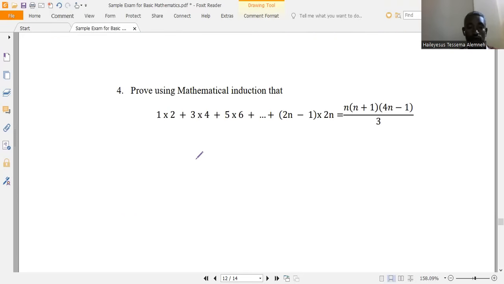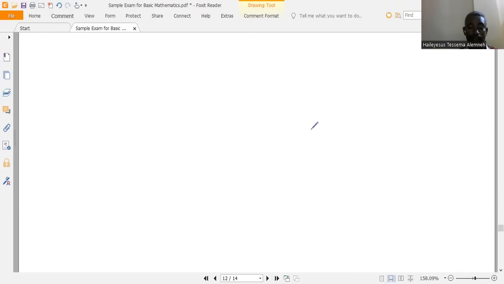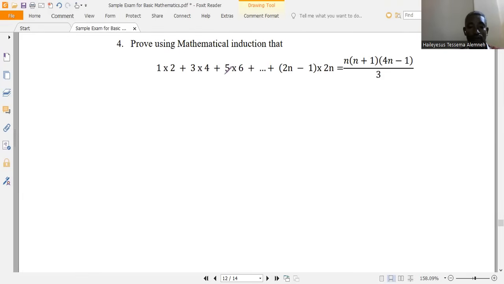The next one is proof using mathematical induction. We have two questions here. Proof using mathematical induction for this equation: 1 times 2 plus 3 times 4 plus 5 times 6, and so on, plus (2n minus 1) times 2n is equal to n times (n plus 1) times (4n minus 1) over 3.